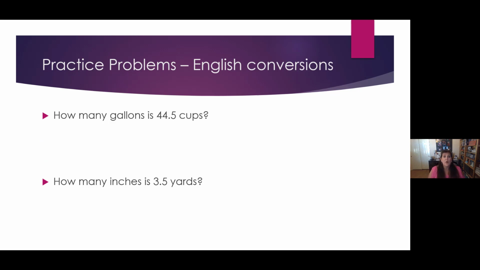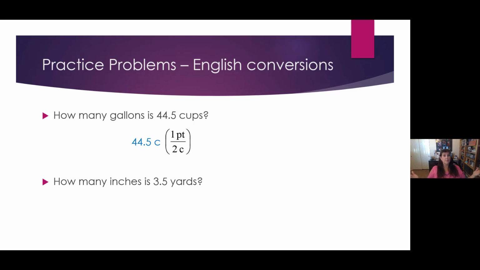How many gallons is 44.5 cups? So start with the given, which is what we know, which is 44.5 cups. All right, what do we know about cups? There's 2 cups in a pint. Yes, good job. Now, should the 2 cups be on the top or the bottom of the conversion factor? Bottom, right? Because we need cups to cancel out top to bottom. So we're going to put the 2 cups on bottom and the 1 pint on top, like that. 1 pint over 2 cups. Cups cancel, we have pints.